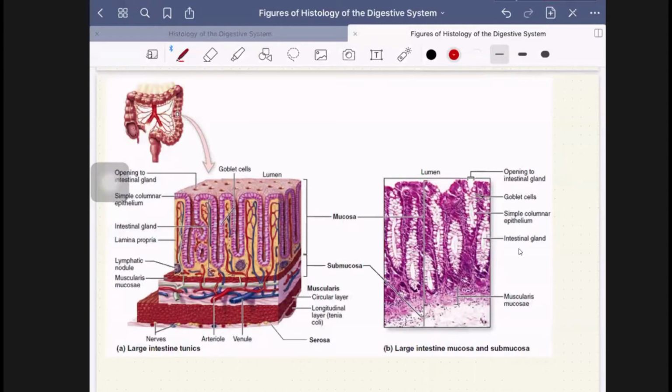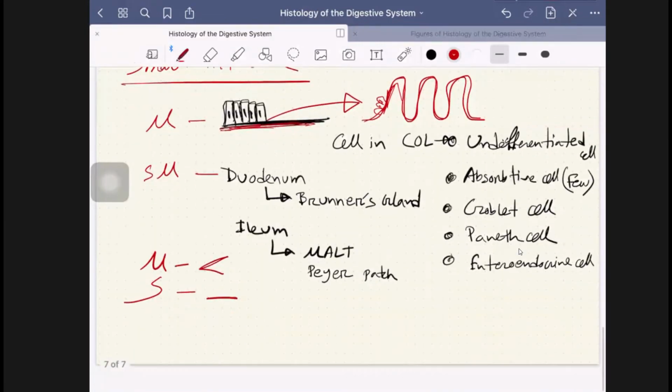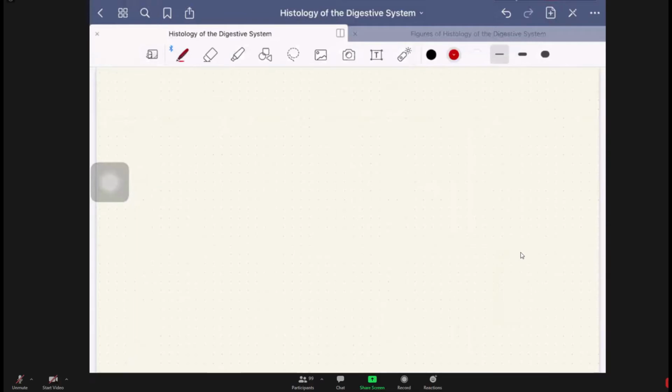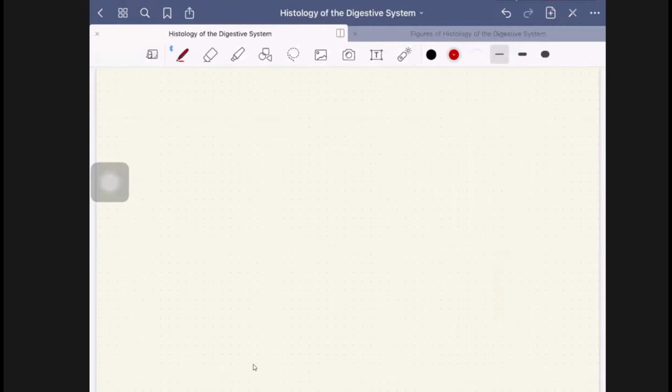Okay, now the large intestine. Any question in the small intestine part? Sir, Paneth cells are found in the ileum, right? Not that much. It is the characteristic feature of the jejunum. And in the duodenum, you will find the Brunner's gland.